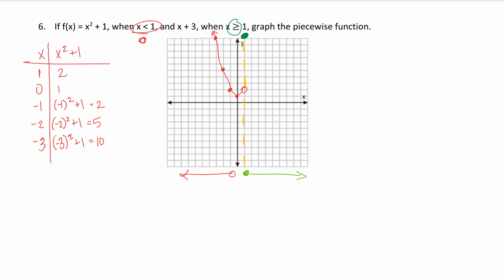Now we're going to move on to our x plus 3. Remember, I know that it's going to include my 1. So when I plug it in, I know I'm going to get 4. So I have a closed point at 1, 4. So 2, 3, 4. Closed circle. Now my next point, I have a 2. So 2 plus 3, it's 5. So that's just one more point up. 3. 3 plus 3.